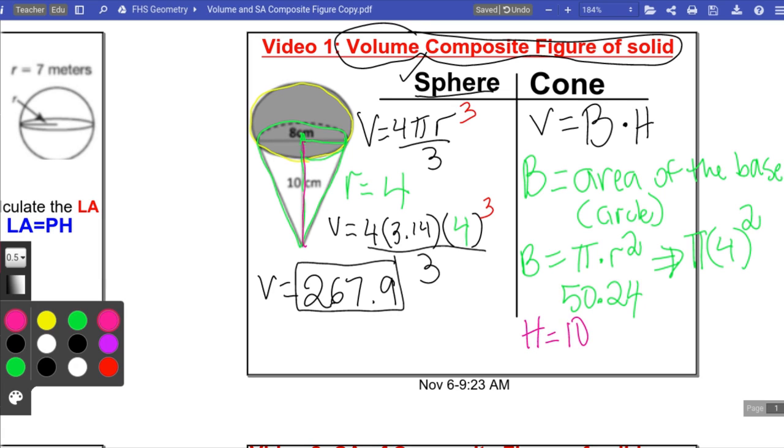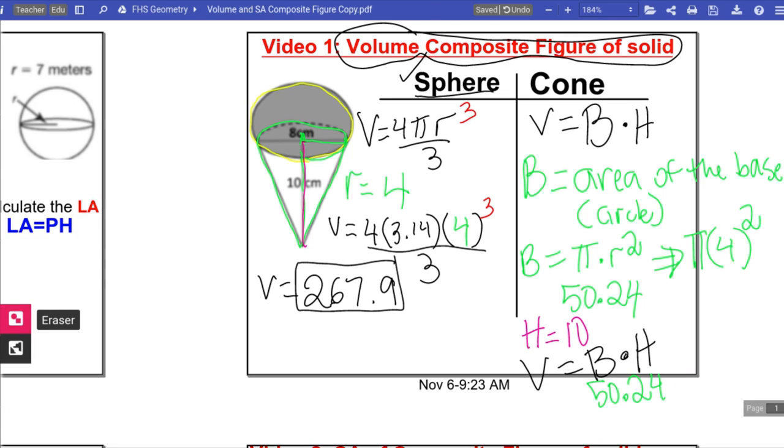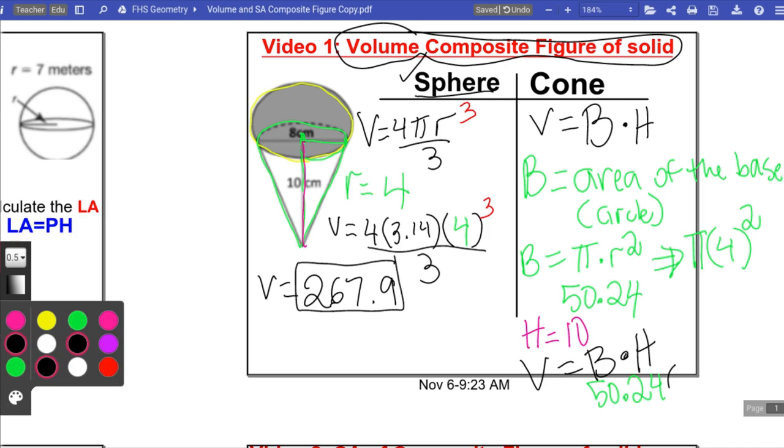All right, let's put the whole thing in the formula. The formula says V equals big B times big H. So we know that big B is 50.24 times the height, which is 10, and the answer comes out to be 502.4.